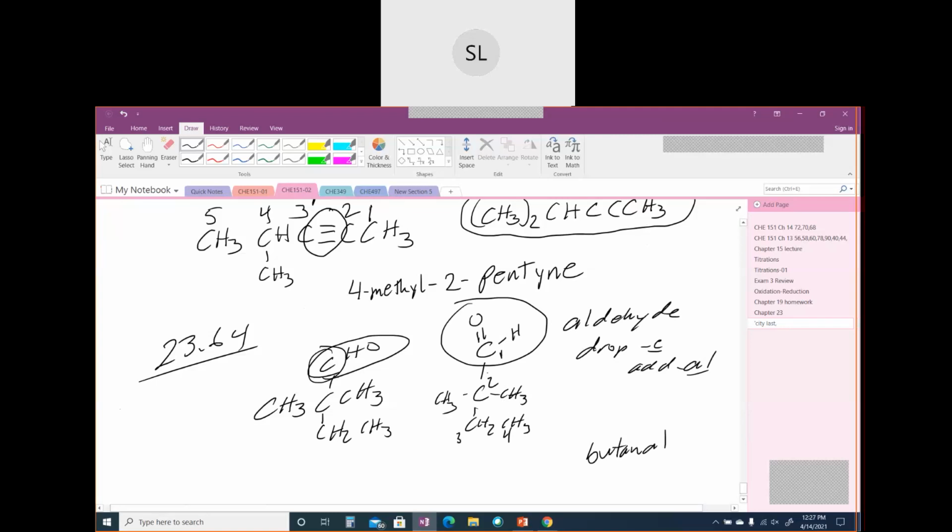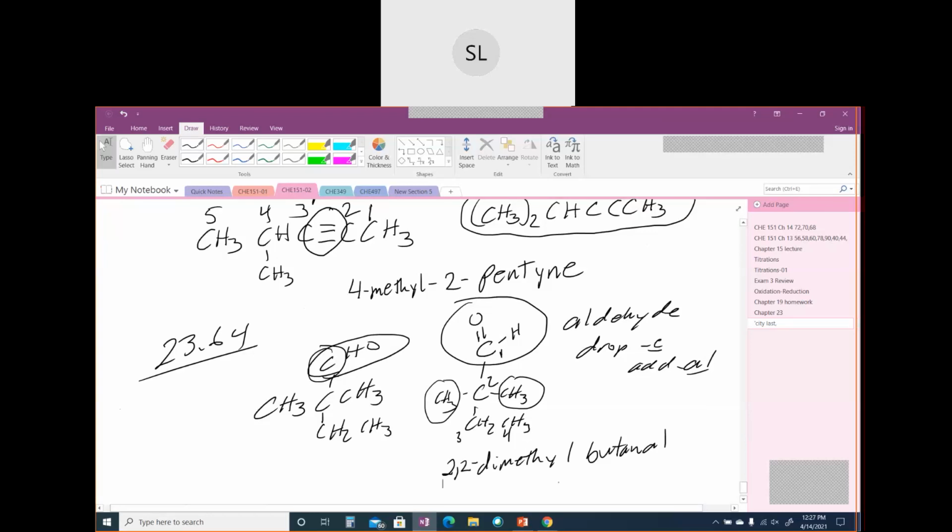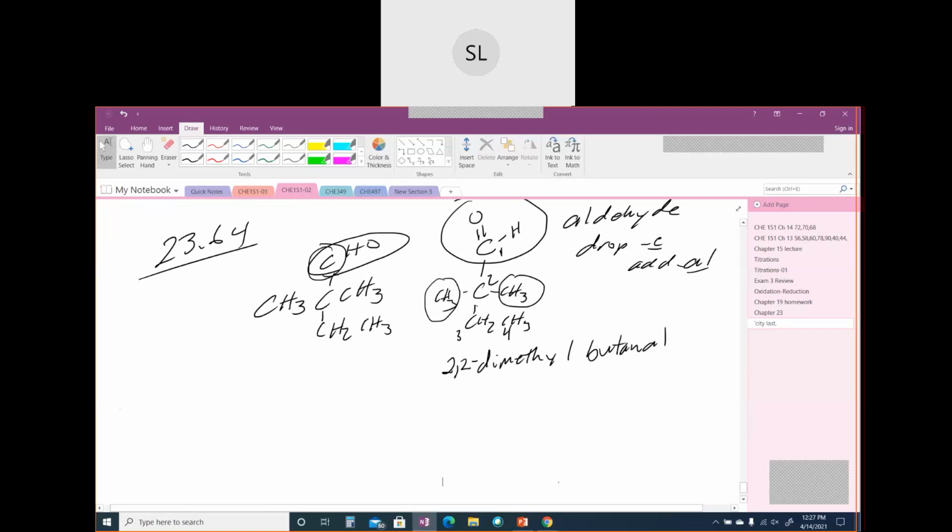You do not ever put a 1 for the aldehydes. They're all 1s. All right, but we see that we have not named the CH3, either one of them, on carbon number 2. And so to name that correctly, you write it 2,2-dimethylbutanal. All right, and so dimethylbutanal is one word.